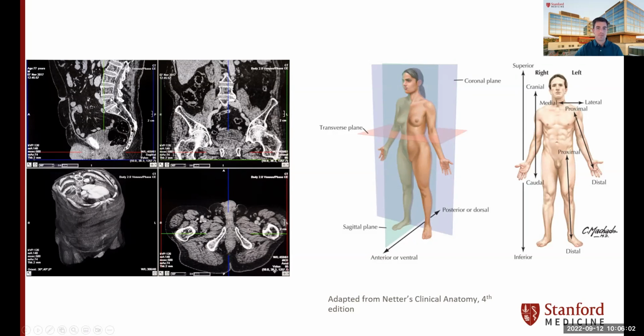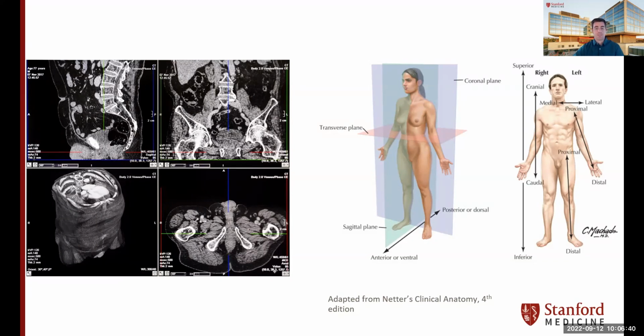And then a coronal plane cuts a person from left to right. I always remember coronal is like the sun. So it cuts just like this, from left to right, and it divides a person into anterior and posterior portions. So when you're doing a CT scan, axial cuts are a series of cuts from top to bottom. Sagittal cuts are a series of cuts from left to right. And then coronal cuts are a series of cuts from front to back. And then you're looking at those anatomically.